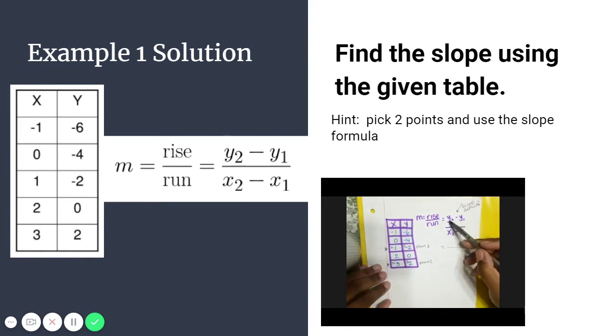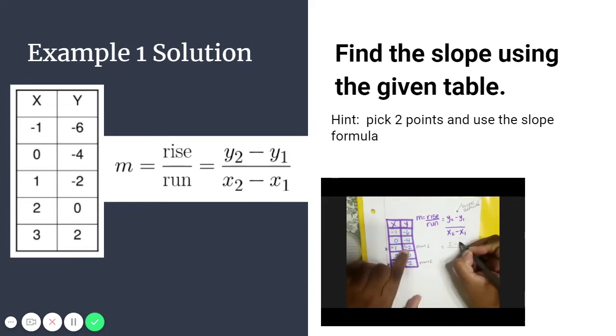So the numerator says y2 minus y1, y2 minus y1. And notice I have a negative there, so I am going to put that in parentheses so things don't get messy. In the denominator, I have x2 minus x1. So x2 minus x1.